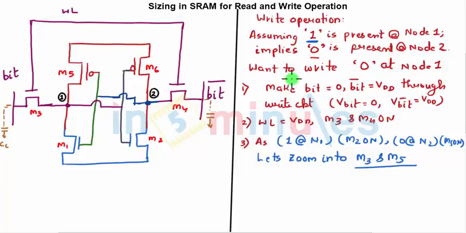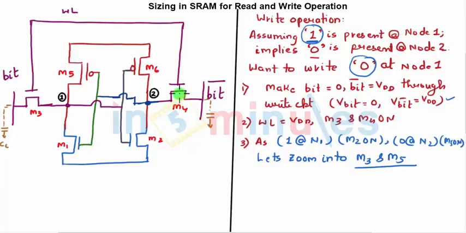And what I'm interested in is writing a 0 at node 1. So 1 is present here at node 1. I'm interested to write a 0 at node 1, which is as good as writing a 1 at node 2. As we saw in the steps for the write operation previously, make your bit equal to 0 and your bit bar equal to 1 through your write circuit. We have already seen this in the previous clips. That means your V bit equal to 0 and your V bit bar equal to VDD.